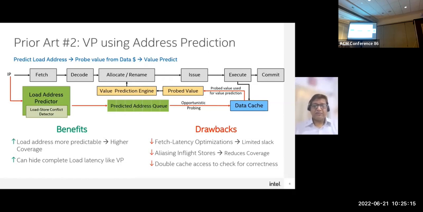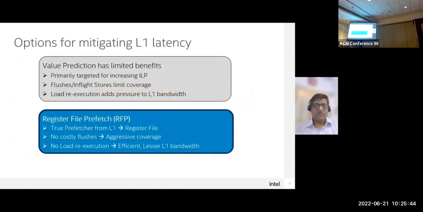Unfortunately, the front-end slack for probing data caches is decreasing due to fetch latency optimizations like the UOP cache, which limit the overall coverage of these schemes. Further, in-flight stores limit probing the data caches to avoid flushes. Moreover, the loads need to refetch the value from data caches to validate predictions on load execution. In summary, load value prediction is not very helpful at mitigating the L1 latency, as its primary target is to increase instruction level parallelism. Further, it suffers from coverage and costly flushes.